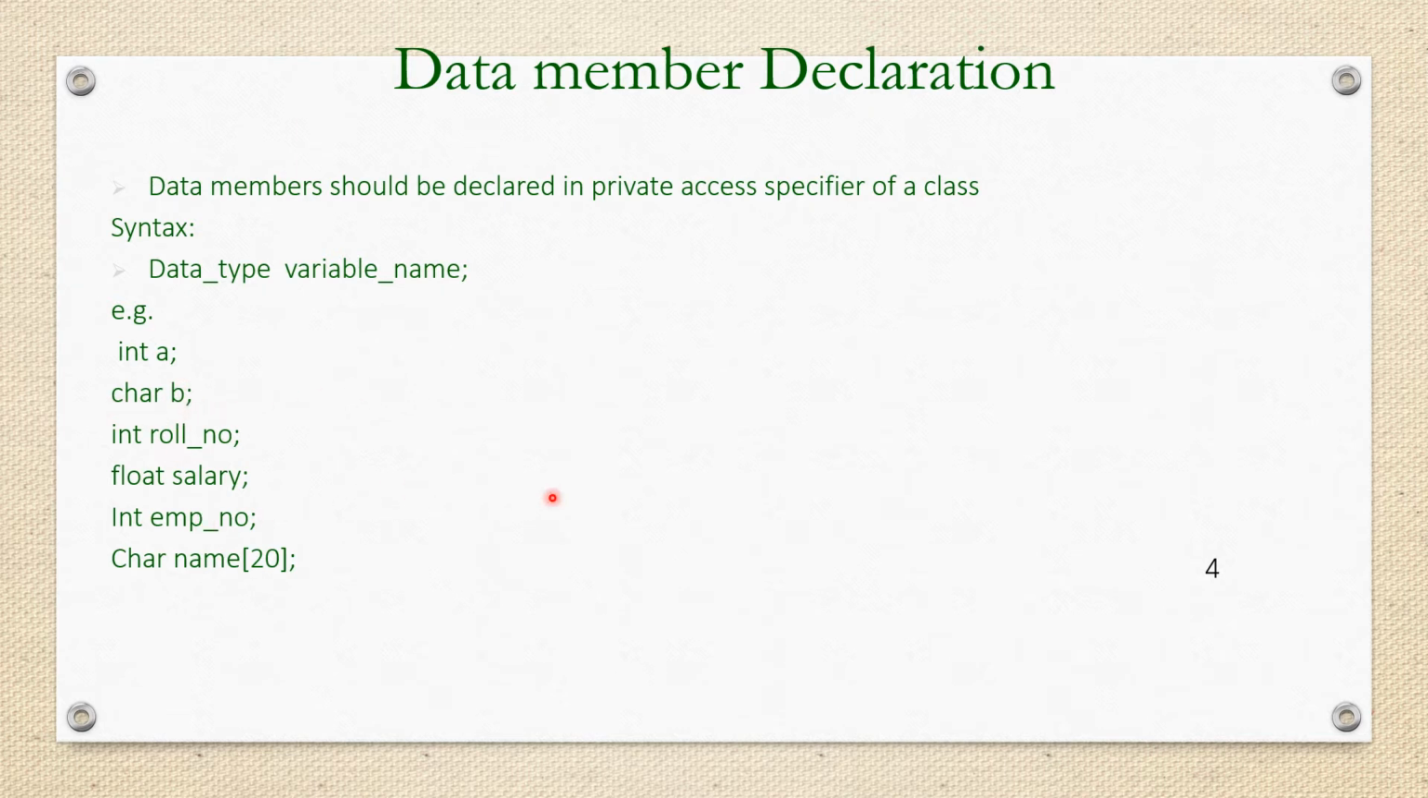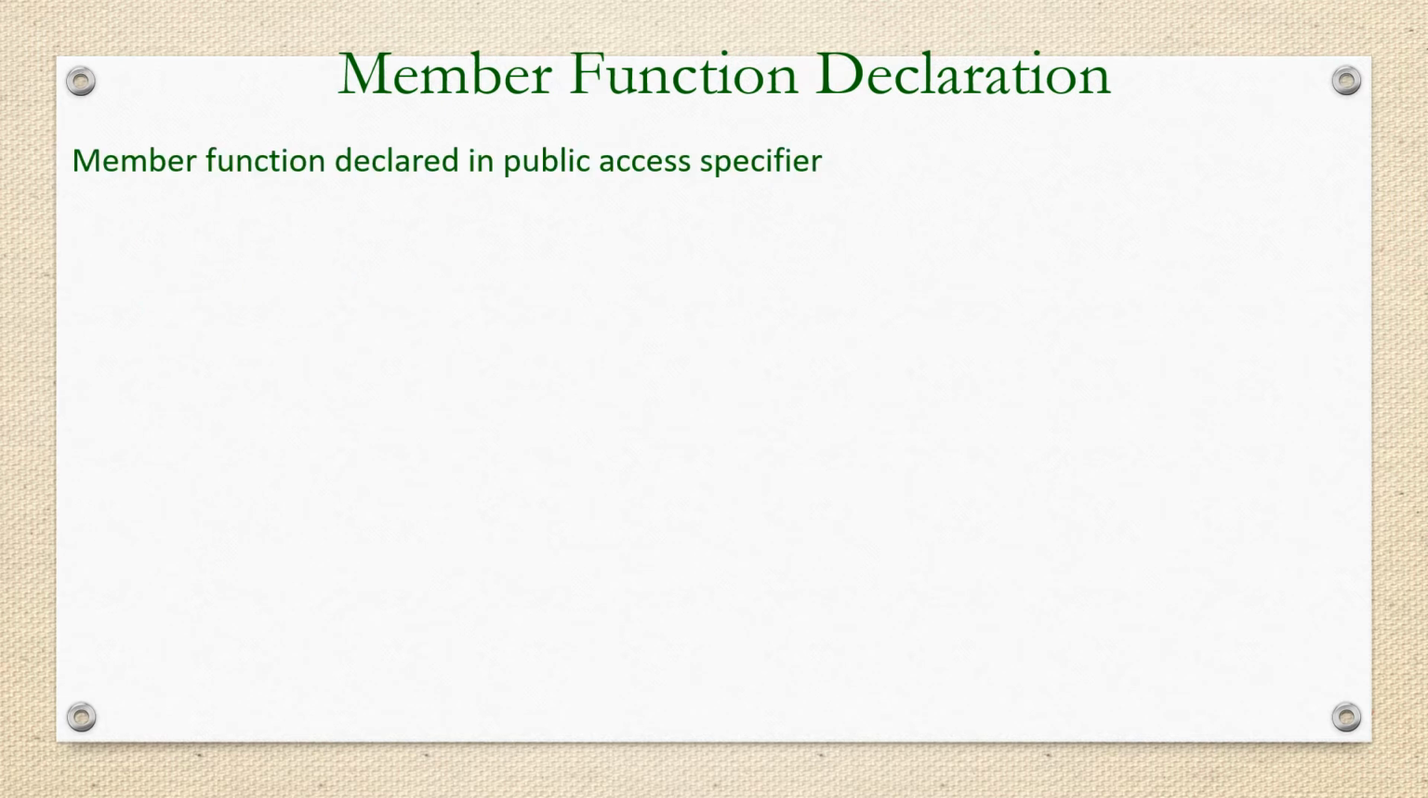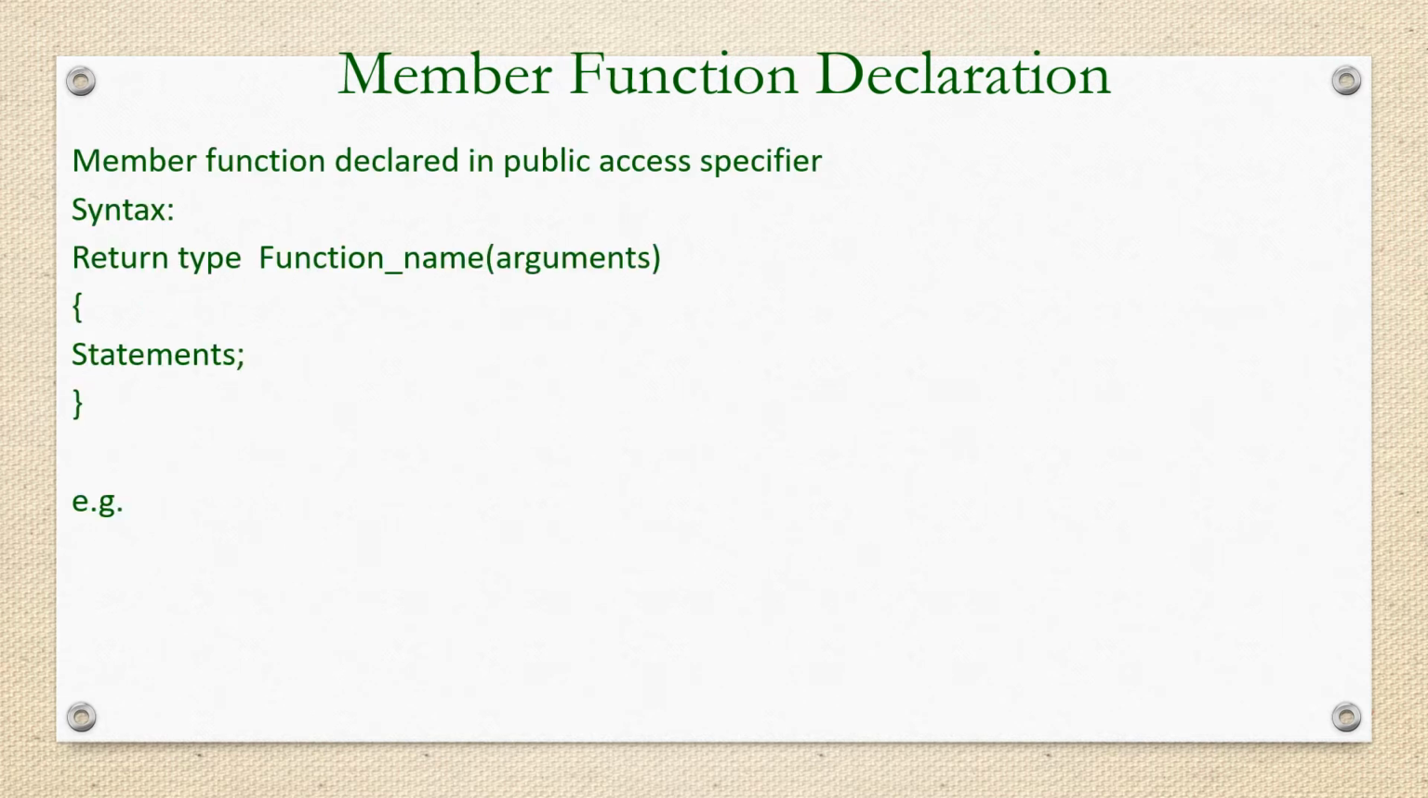But in the case of a class we will write meaningful variable names. For example roll number, name, then employee number, then employee salary. So we will write salary, or we can write EMP underscore name. Using the underscore is a good practice for data member declaration. Now next is member function declaration.